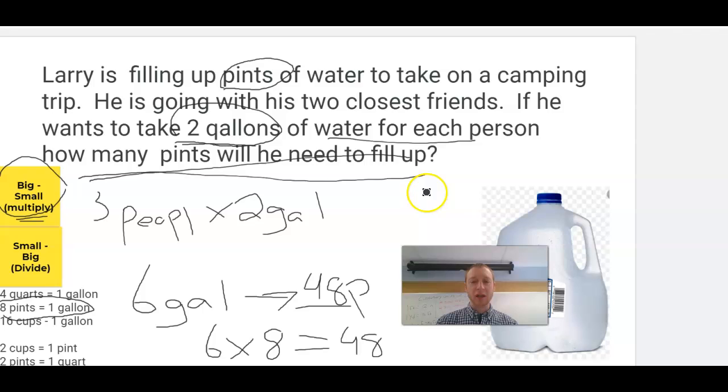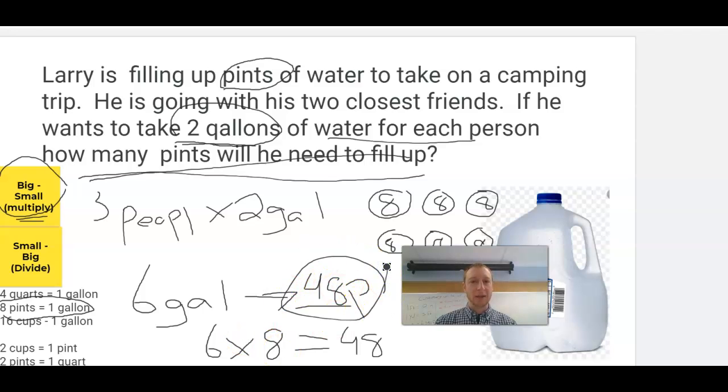And if you think about it, if we've got 6 gallons, right? 1, 2, 3, 4, 5, 6. Here's 6 gallons, right? And we know there's 8 pints in each gallon, right? So 8 and 8 and 8 and 8 and 8 and 8, right? So 6 gallons times 8 pints per gallon, 6 times 8 equals 48 pints, and that is my answer.